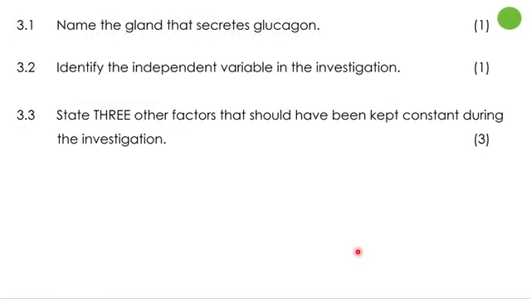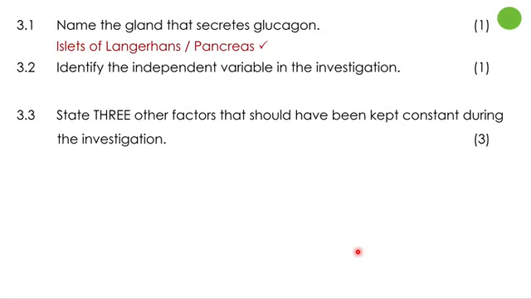Okay, name the gland that secretes glucagon. So remember that the gland is inside the pancreas, so it is the islets of Langerhans. I do see that they are accepting pancreas, but remember that the pancreas is actually an organ. The gland that is secreting the hormone would be the islets of Langerhans, so that would be the more correct answer.